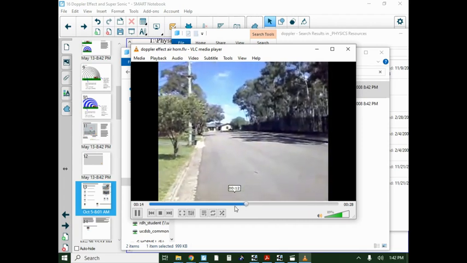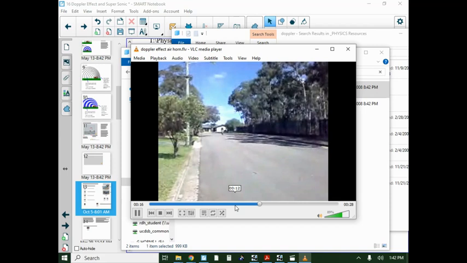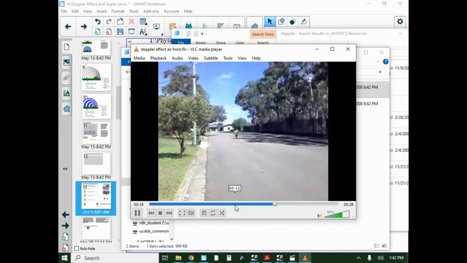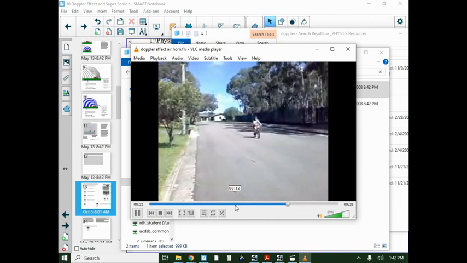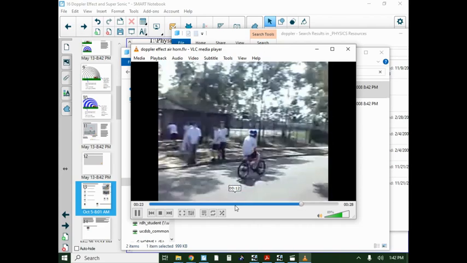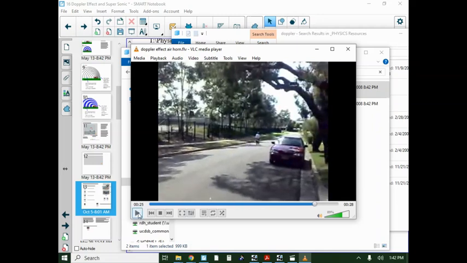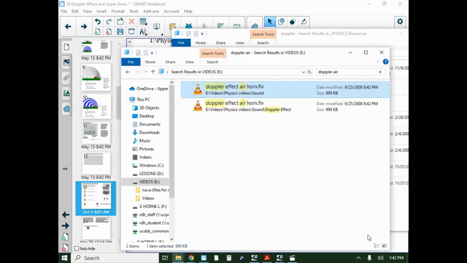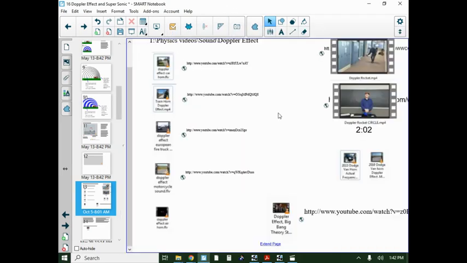Ready? Bar here. All right, very obvious Doppler shift going on there. All right, so it's just, like I said, a nice physics phenomenon that's in the world all around us.